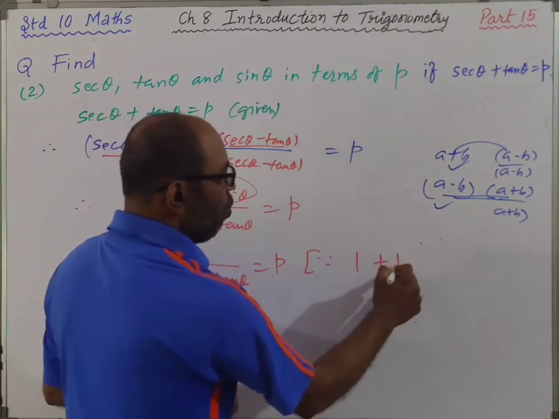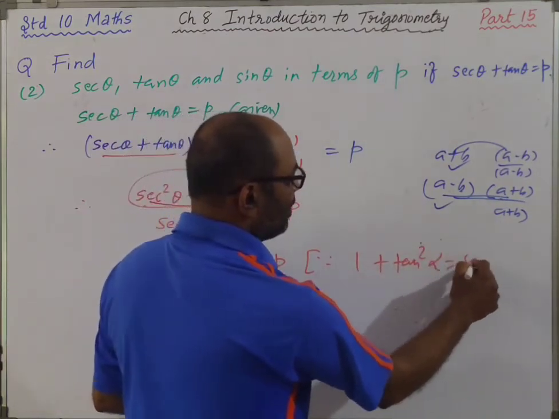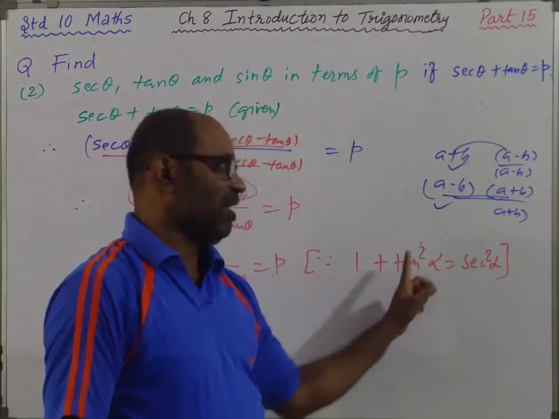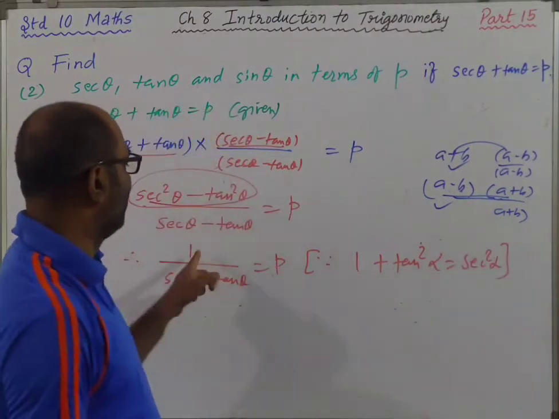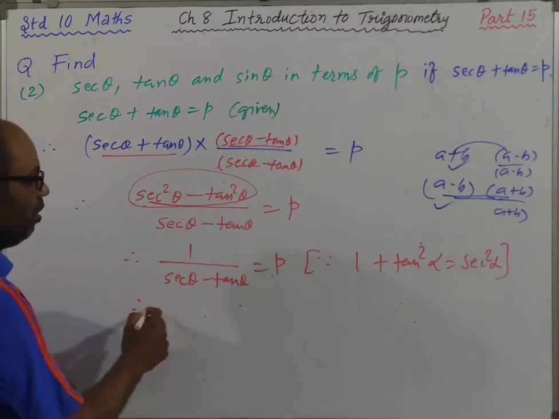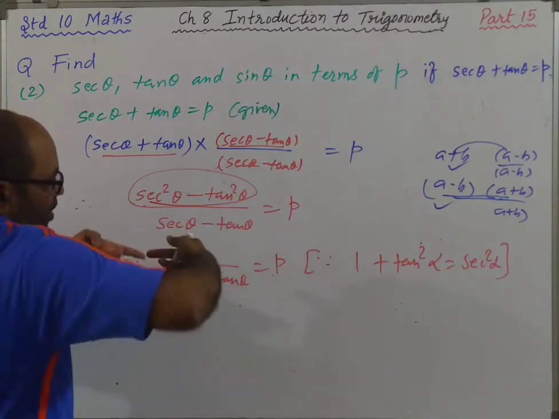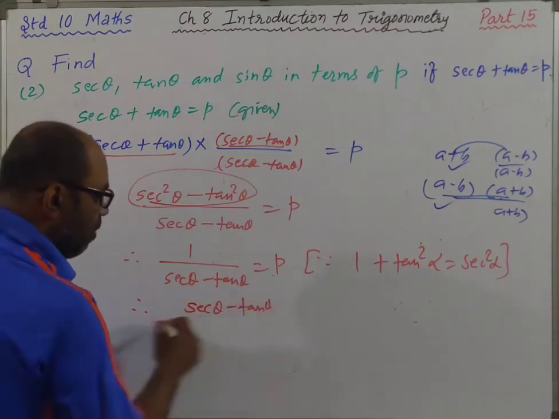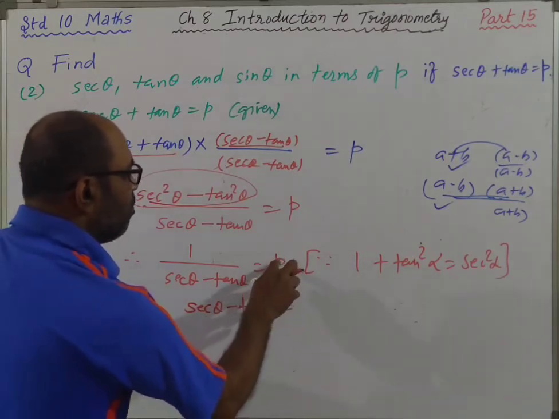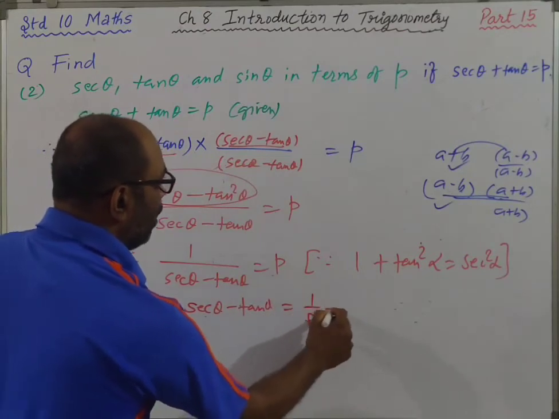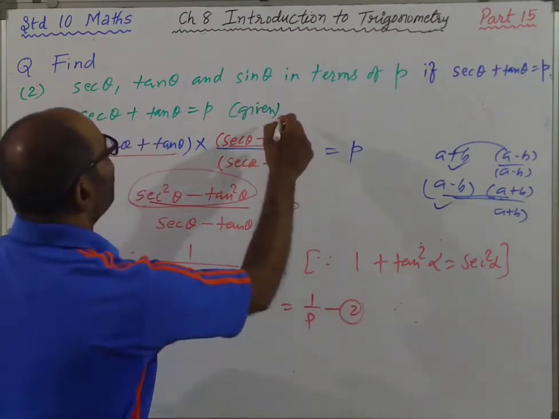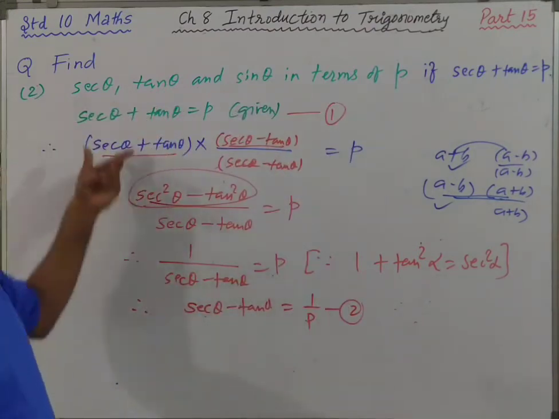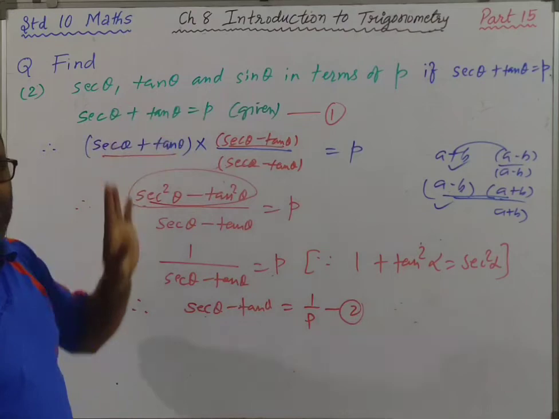Because 1 plus tan square alpha is equal to sec square alpha. I have used alpha here. See, sec square minus tan square, that is 1. Children, still not found. You take the inverse. Sec theta minus tan theta upon 1. I'm not writing it. This p upon 1 becomes 1 upon p. Call it result number 2. Call this result 1. Here sec theta plus tan theta is equal to p.